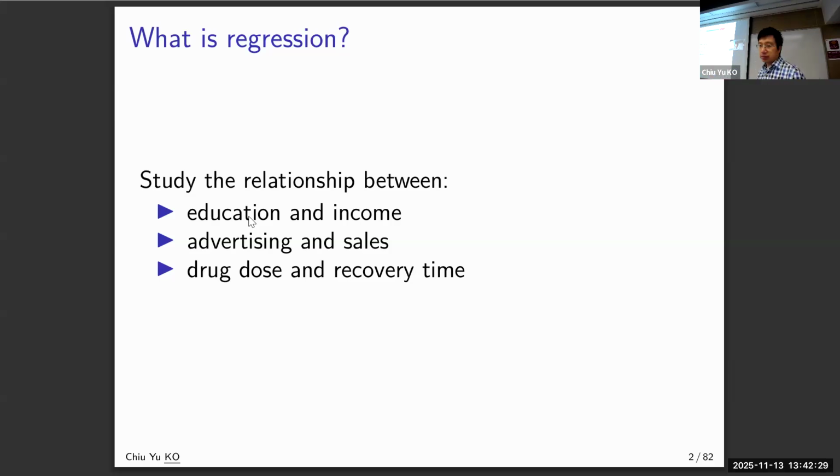Or take the case in medical usage, where you want to test a new drug and see how the drug's dosage relates to the recovery time. These are cases where you want to study the relationship between two continuous random variables, or even discrete is also okay, two numerical variables, then you will use regression. Okay.